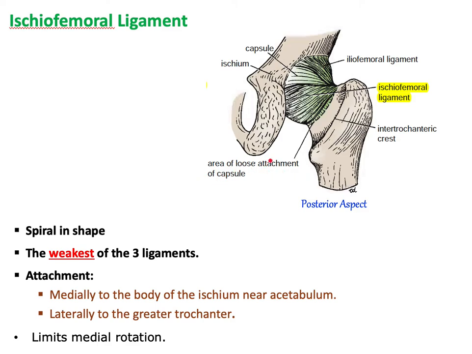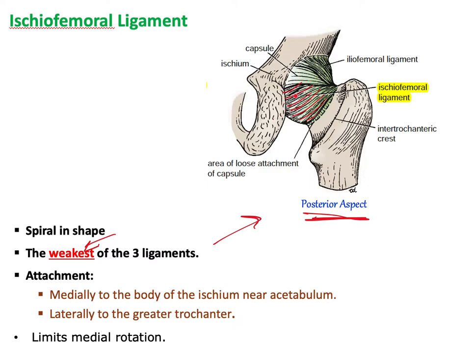The third one, which is the weakest, you are now looking at the posterior aspect of the hip joint from the back, right? This ligament is twisted or spiral in shape, and is known as the ischiofemoral ligament, the weakest of the three ligaments, which is important. Why is it important? Because when you flex your leg, you have to expect a posterior dislocation of the hip joint, because of the presence of this weak ligament posteriorly.